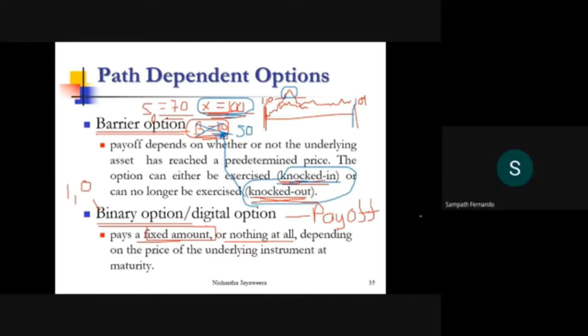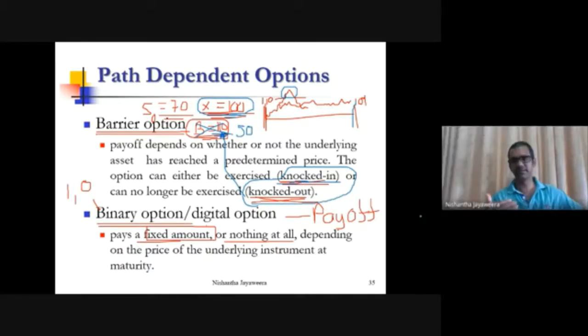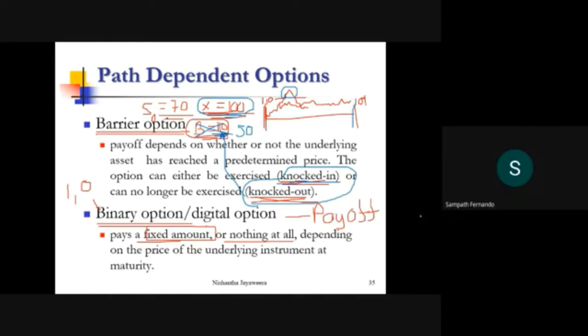Okay, so that means it should touch a certain price level, no? Price level. So once that price level is traded, if it is a knocked-in condition, then only your option becomes effective. If it is a knocked-out rule, once that level is traded, you are out of the picture. You don't have any option again. That's what happens. So at that time, do we have to exercise? No, you can't. You're knocked out. You're out of the game.